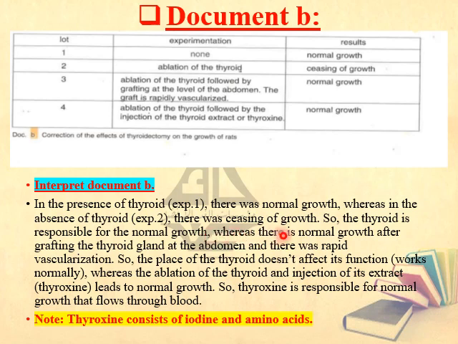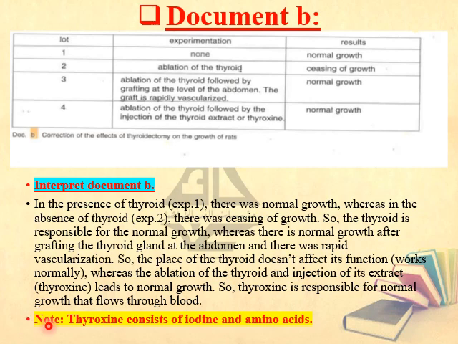whereas there is normal growth after grafting the thyroid gland at the abdomen, and there was rapid vascularization. So the place of the thyroid doesn't affect its function. It's going to work normally. Whereas the ablation of the thyroid and injection of its extract, thyroxine, the hormones, leads to normal growth. So thyroxine is responsible for the growth that flows through the blood.